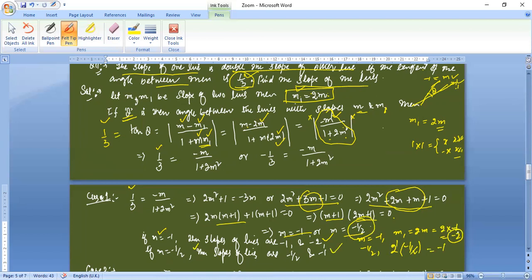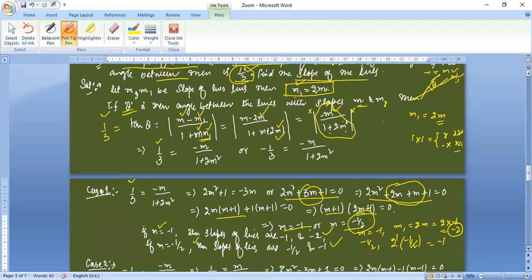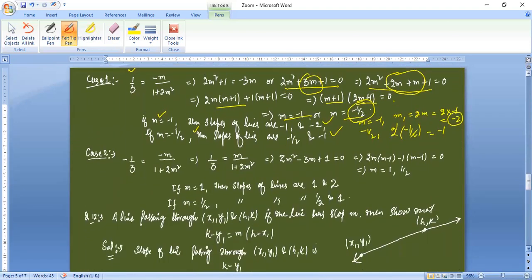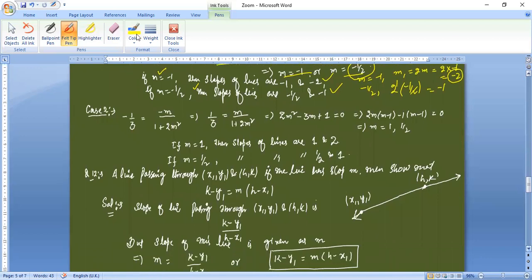Similarly, this was the case when 1/3 was positive, right? Now let's take one more case, that is when 1/3 is negative. In that case, solving by cross multiplication, we get a quadratic equation; find its roots. Its roots are m equal to 1 and 1/2. When m equal to 1, that is the slope of one line. It means m was one line and m1 was the other line. So m1 will then be 2 into m.